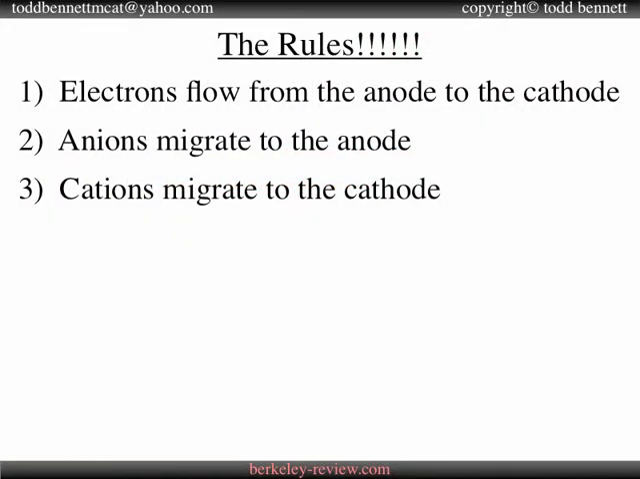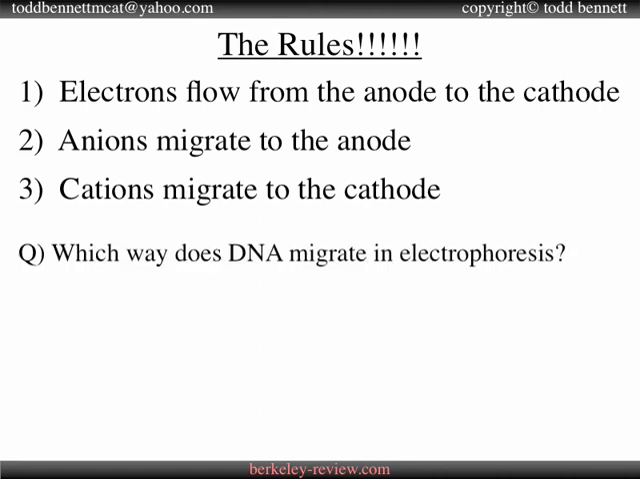You'll notice then they applied first to electrochemical cells, then they just applied to an electrophoresis system or a circuit system, electric field. So if they were to ask you a question, which way does DNA migrate in electrophoresis? Your question, what is DNA? Well, because of the phosphate backbone, it's an anion. Anions migrate to the anode.